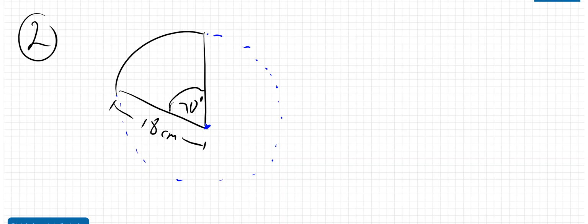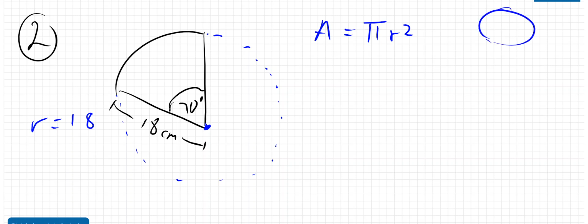And they've given us the radius. So that 18 is the radius because it reaches the center of the circle. So straight away R is equal to 18 centimeters. So just identify that R is 18. And so what is the formula of the area of a full circle? So the area of a circle is equal to pi R squared. Remember, that is a full circle. So I'm going to be finding a fraction of that.